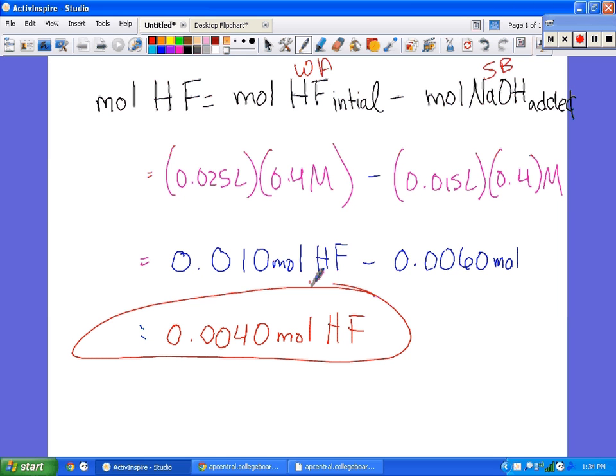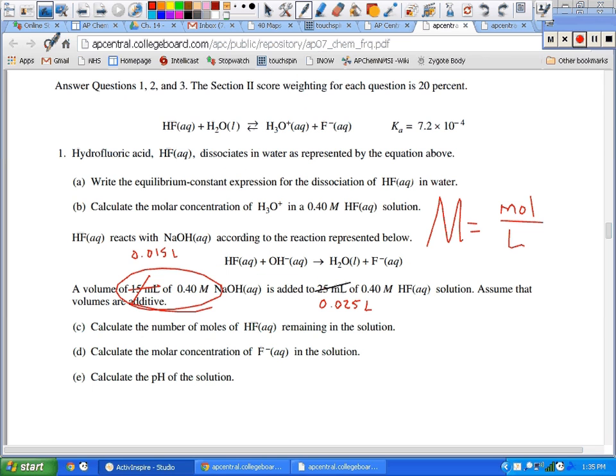All right, so let's talk about it. All right. This next part. Part D. Calculate, the keyword here, molar concentration of F minus. Okay, everybody with me on that? The molar concentration of F minus. What do we know about molar concentration? What does that stand for? Molarity, which is moles per liter.